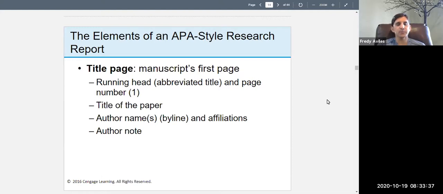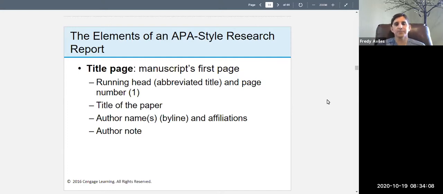If the title of your paper is Depression Among Adolescents, then the running head would be something like depression, or maybe adolescence, a shortened version of your title. And when you see the example, you'll see that the running head should be all capitalized. After the running head, you need a page number all the way on the right. And then there's the title of your paper, then the author's name, your name.